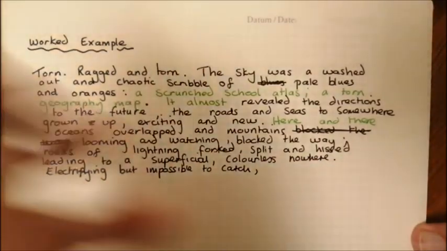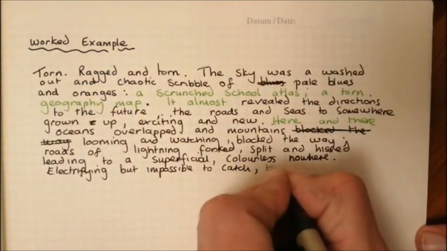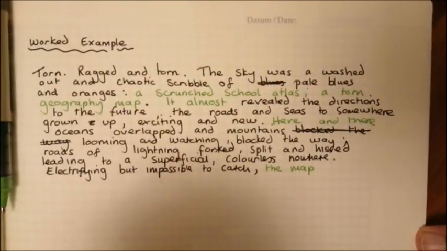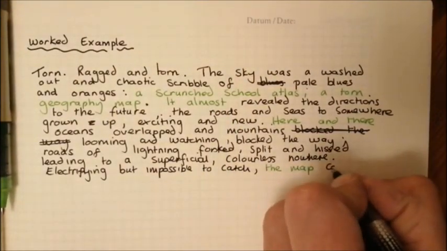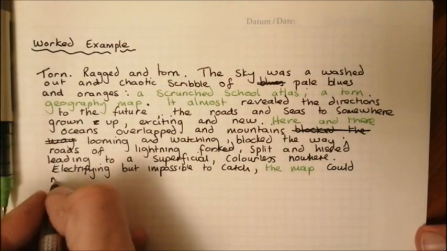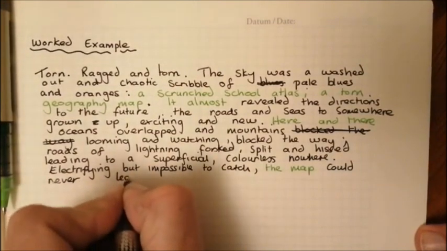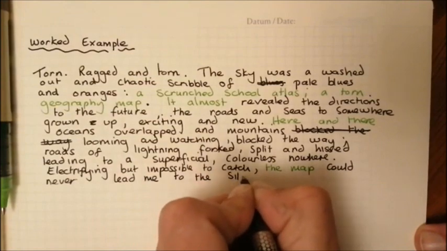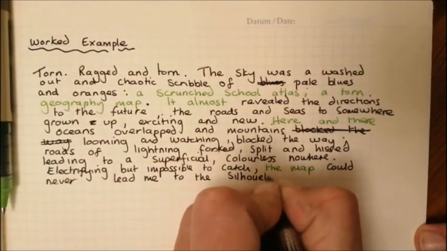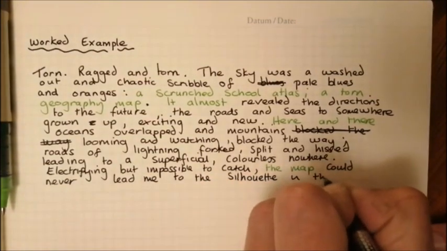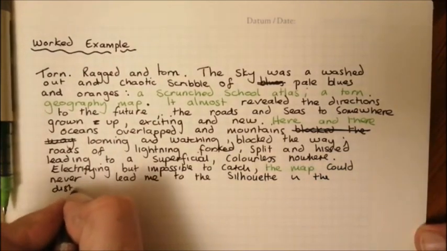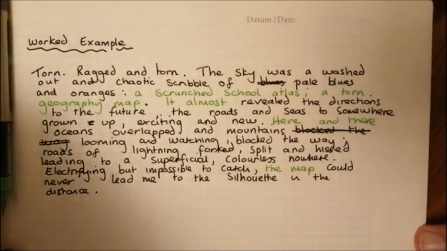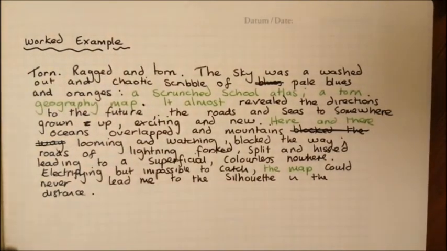Now I'm going to refer back to my extended metaphor. The map could never lead me to the silhouette in the distance. And that silhouette possibly being the brother, possibly being a grown-up, possibly just being the house in the picture, we don't know.